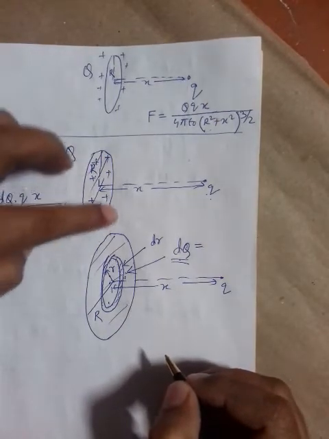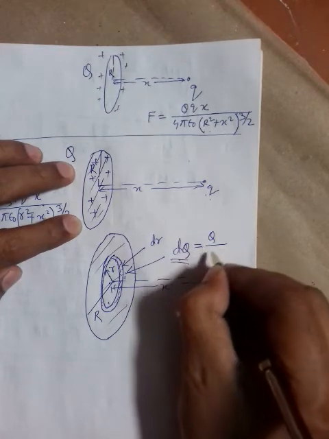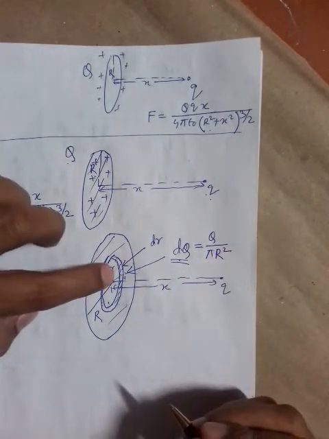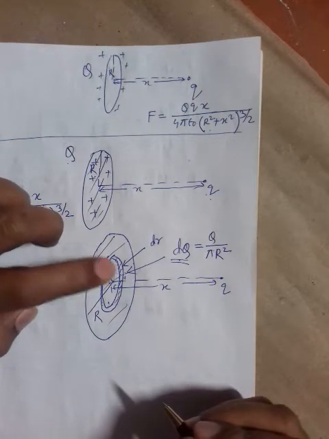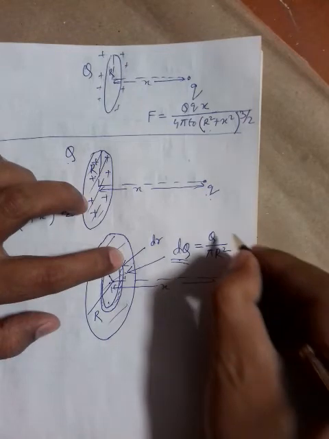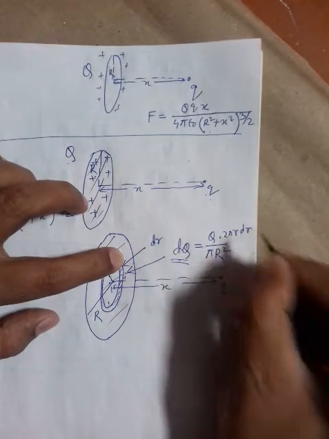Q amount of charge is present in the whole disc, so Q amount of charge is present in the whole area pi R square. We are interested in this portion. Here, this is a ring. If you consider this ring of radius r and thickness dr, the area of this one is twice pi r dr.